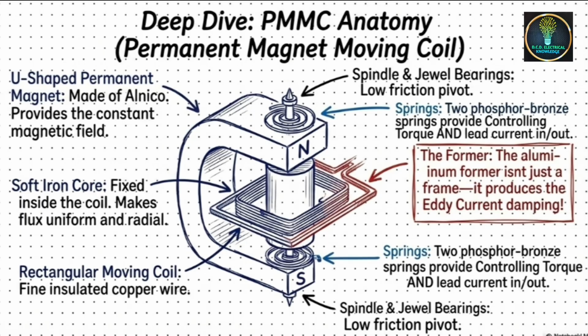Rectangular moving coil, fine insulated copper wire. Spindle and jewel bearing, low friction pivot. Springs: two phosphor bronze springs provide controlling torque and lead current in or out.